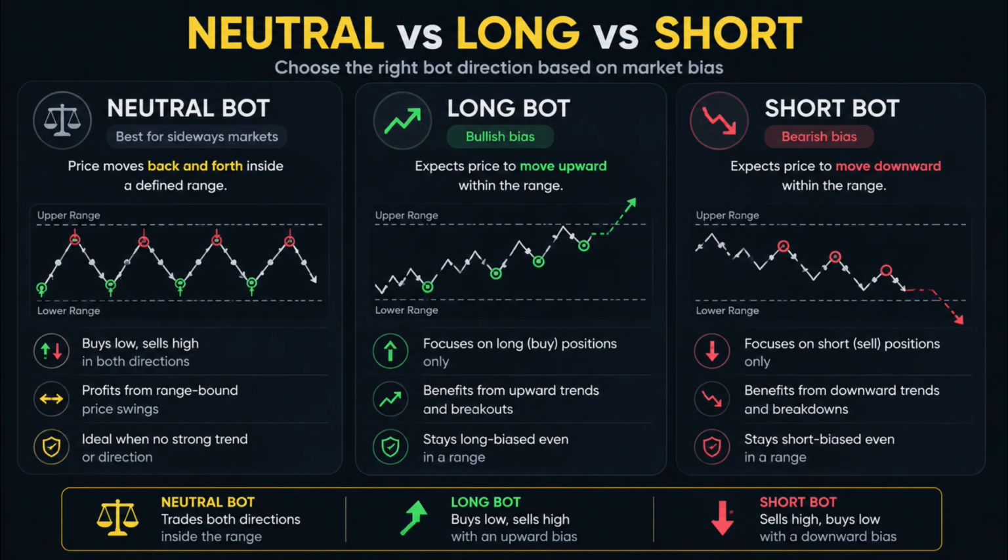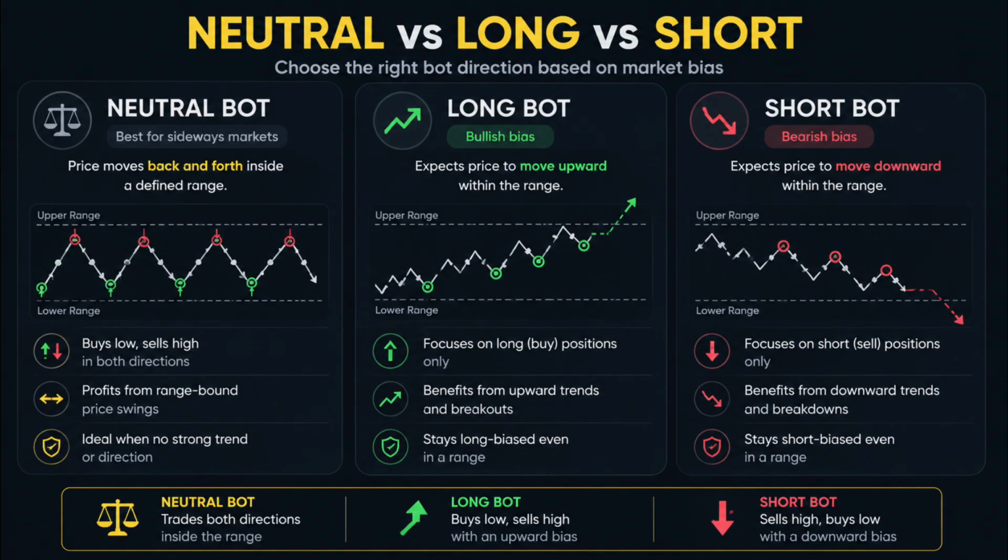The first type is neutral. A neutral bot is usually used when you expect the market to move sideways inside a range. It is not strongly bullish or strongly bearish. Its goal is to keep trading the back and forth movement inside the grid. This is why neutral is often the most common starting point for range trading. The second type is long. A long grid bot is used when you have a bullish bias. You still want the market to fluctuate, but overall, you expect price to move upward. The bot keeps a long side bias while using the grid structure.